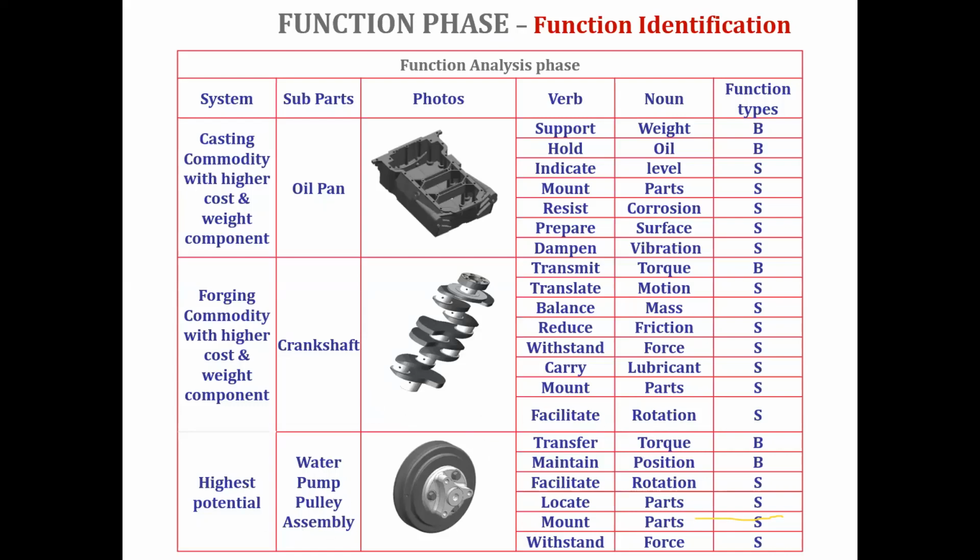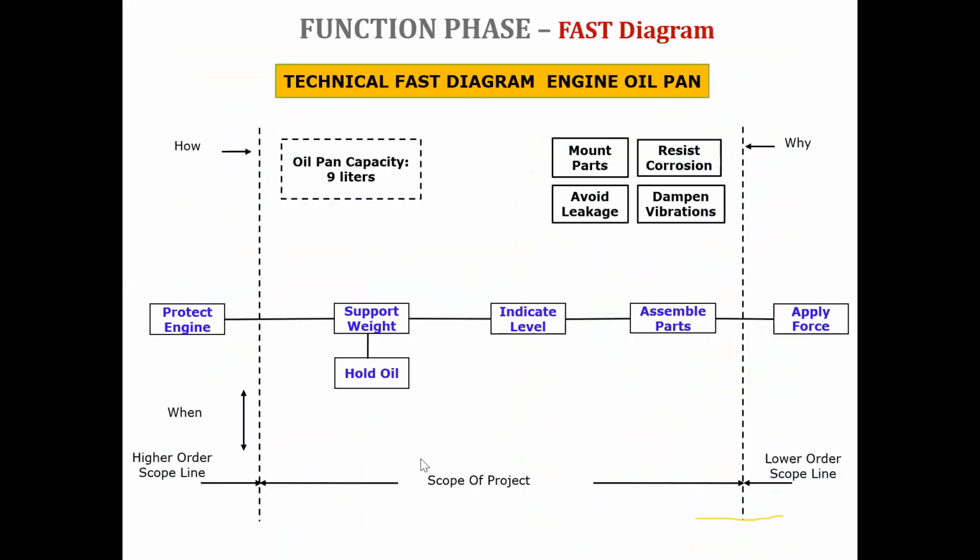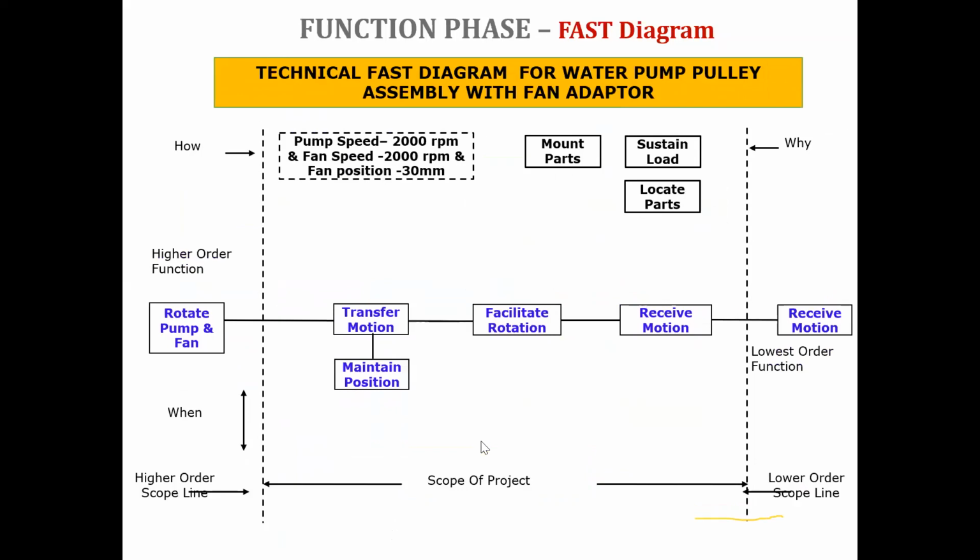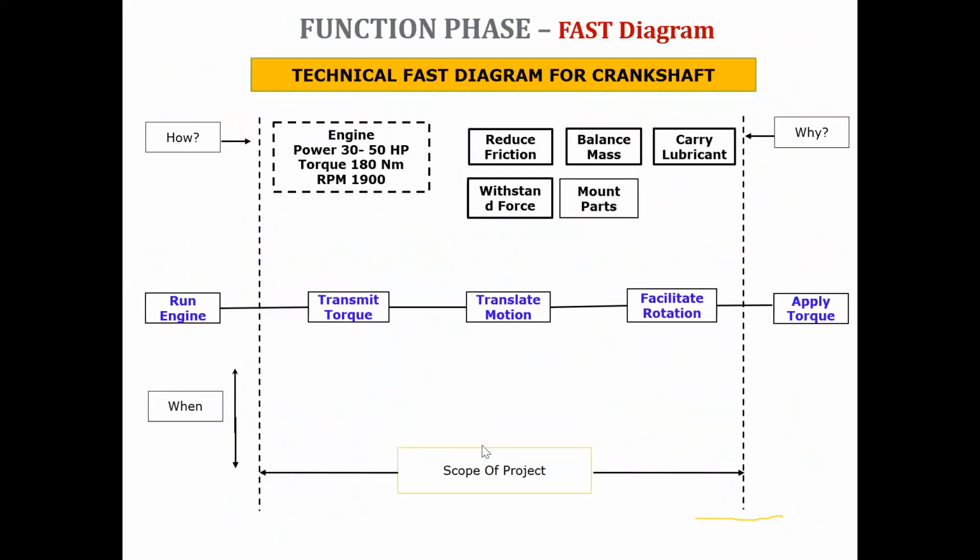And the water pump. What is the basic function of a water pump? It pumps the water. How is it possible to pump the water? By transferring torque, maintaining position, facilitating rotation, locating part and mounting part, and withstanding force. Next we go with the FAST diagram. Three FAST diagrams are made, one individually for each component.